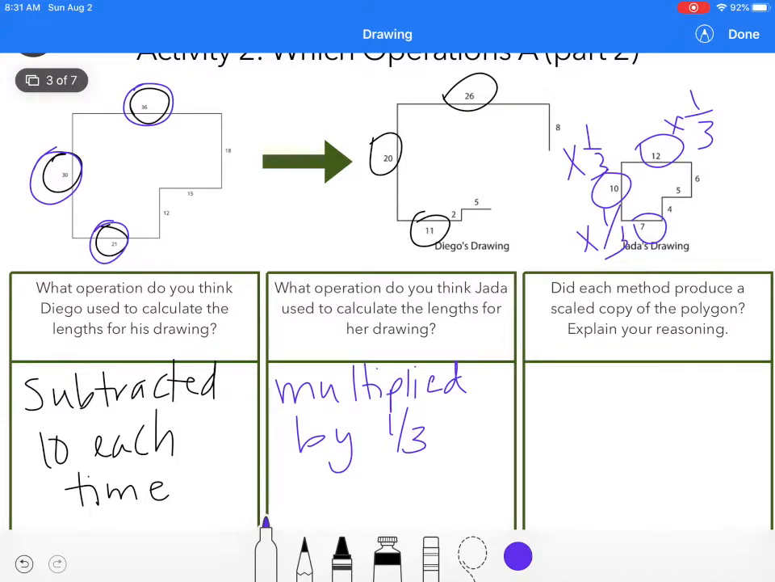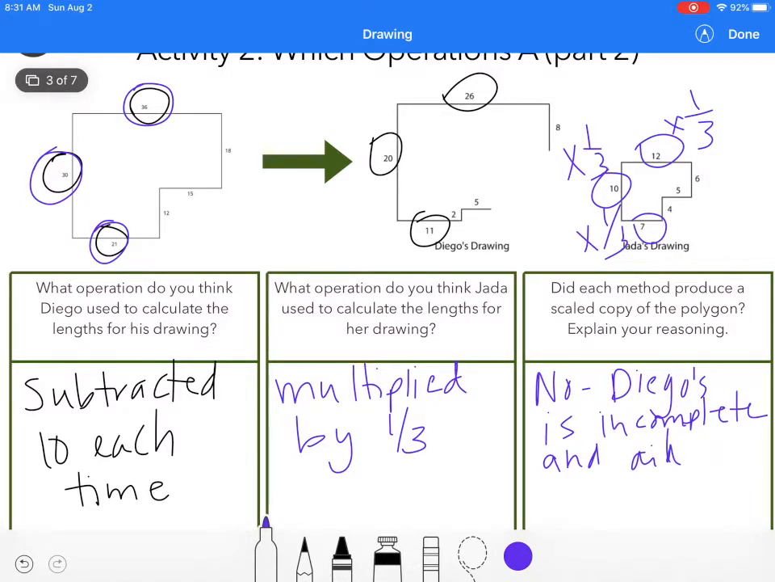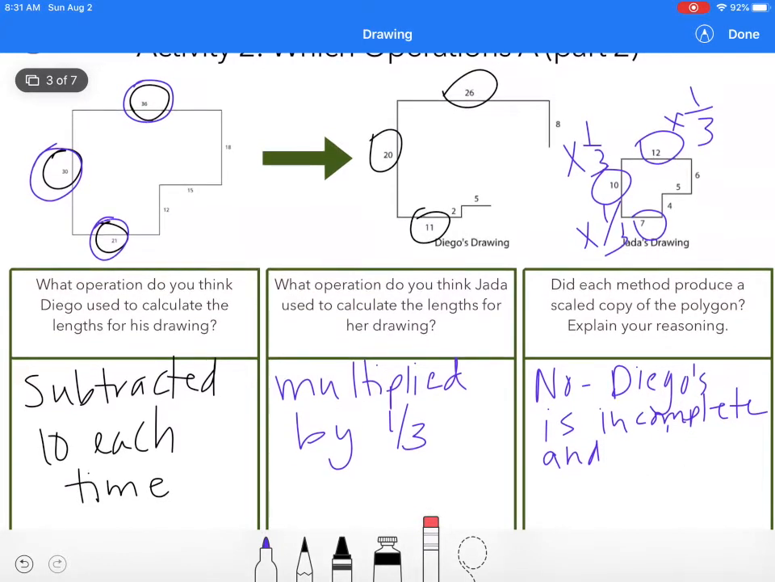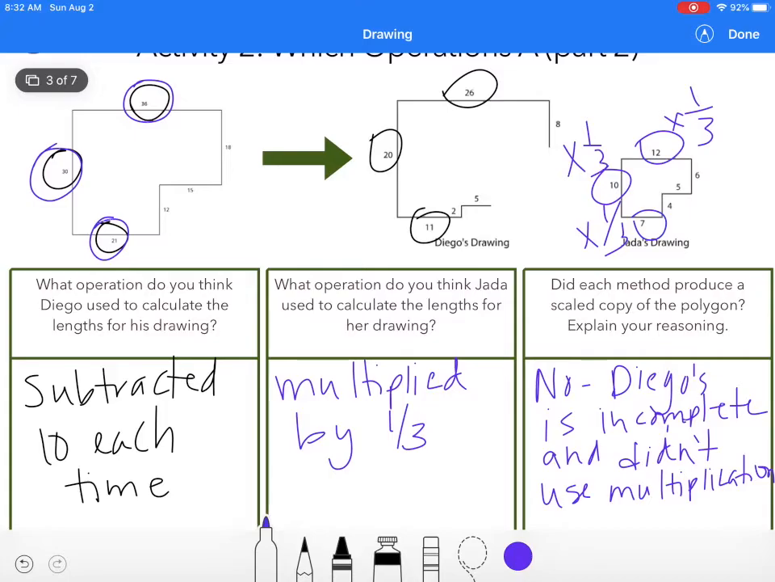Did each method produce a scaled copy of the polygon? So I have to say no. Diego's is incomplete, and didn't use multiplication. Jada's is correct.